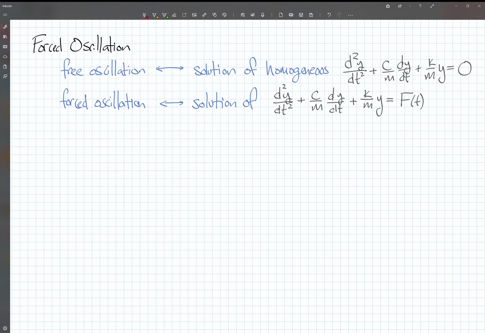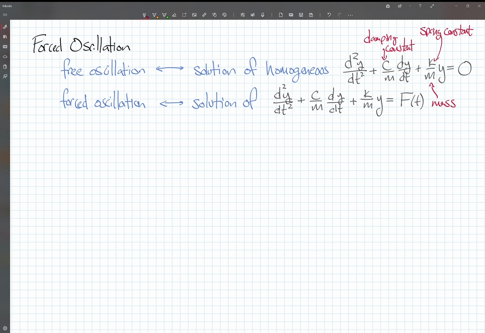So we saw how to solve the free oscillation problem, which is the solution of the homogeneous differential equation d squared y dt squared plus c over m dy dt plus k over m y. Remember that c and k are the constants telling us about the fluid and the spring, and m is the mass at the end of the spring.